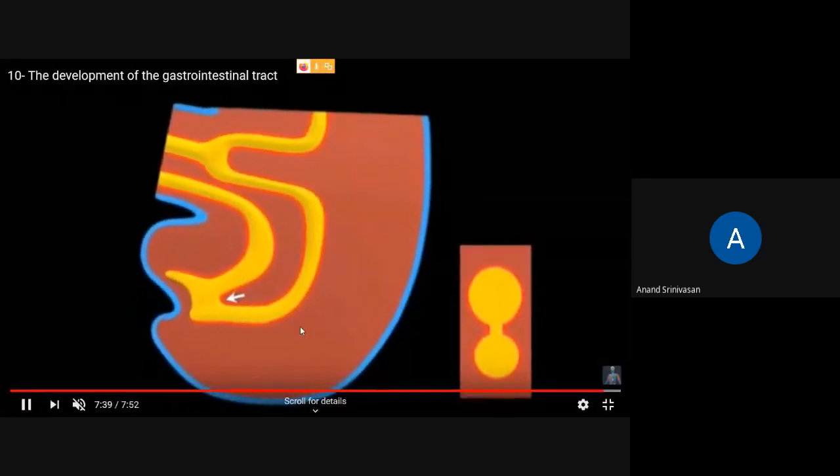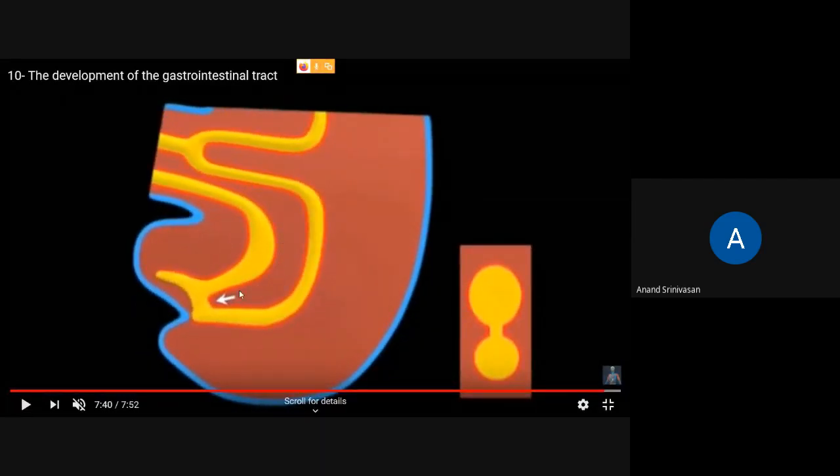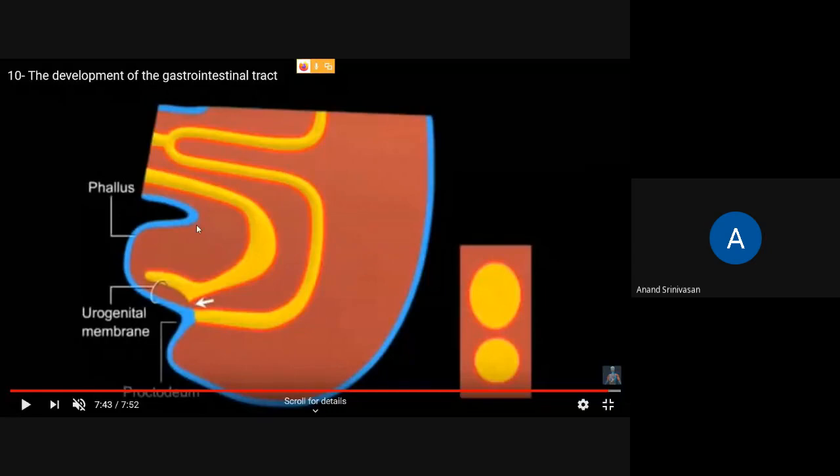What happens? This urorectal septum keeps on dividing. The genital tubercle keeps on increasing in size, and finally this urorectal septum comes towards the ectoderm. This genital tubercle is the one which forms the penis, or the clitoris in case of females. This one we will see in the development of the reproductive tract, so forget about this one. The allantois forms the urinary bladder and the urethra, so we will see this in the development of the genitourinary tract.